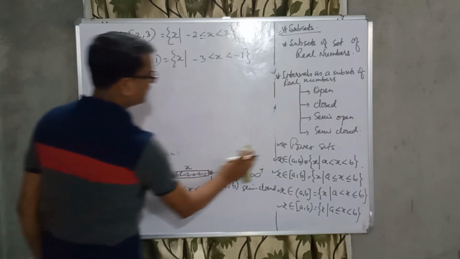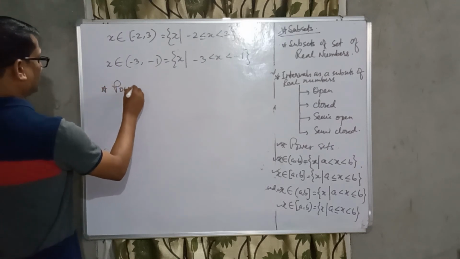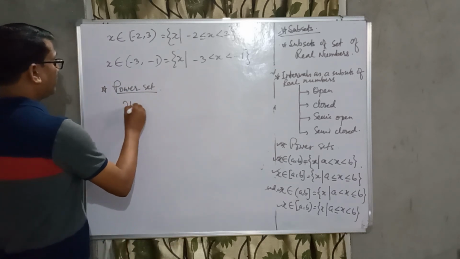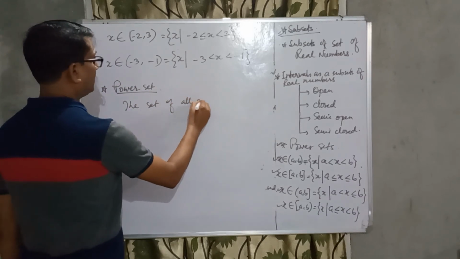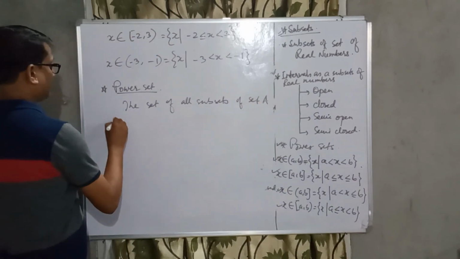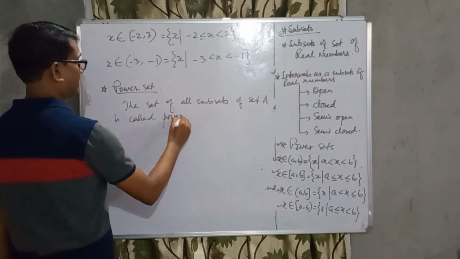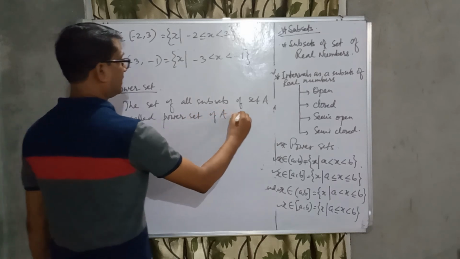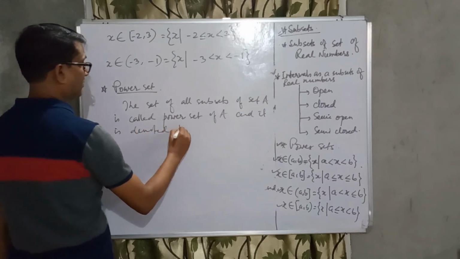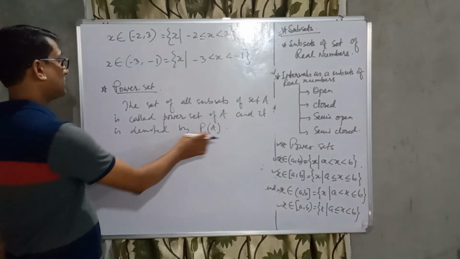Okay, clear? Now the next one is the power set. What is the power set? The set of all subsets of a set A is called the power set of A, and it is denoted by P(A). The power set is denoted by P. If A is a set, then the power set of A exists.